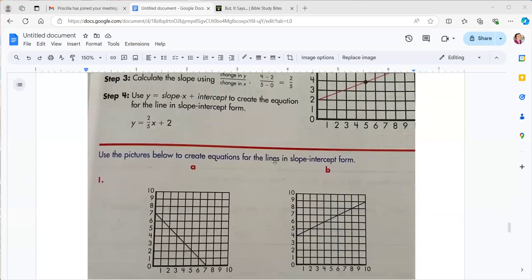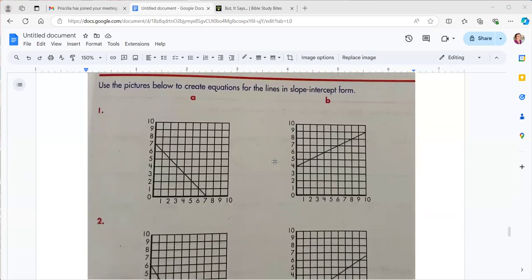All right, now they're giving us a picture and we have to write the equation. Remember the first part. So I'm going to think y equals something x plus something. What's the plus something? The intercept. Where does it intercept on the y-axis? At 7. So that number is going to be a 7.